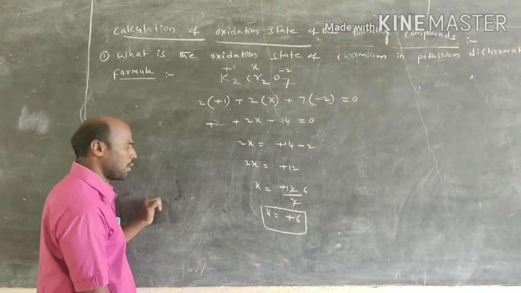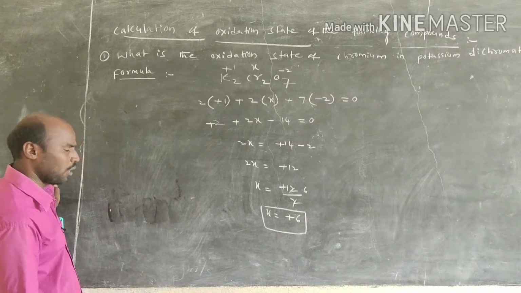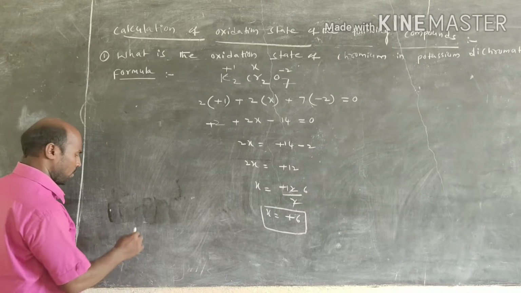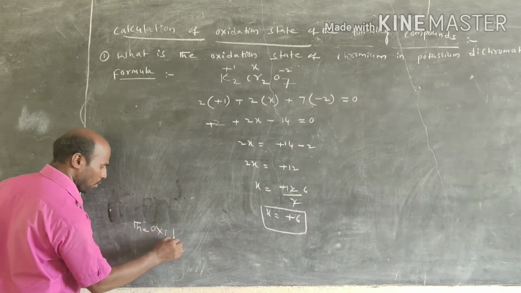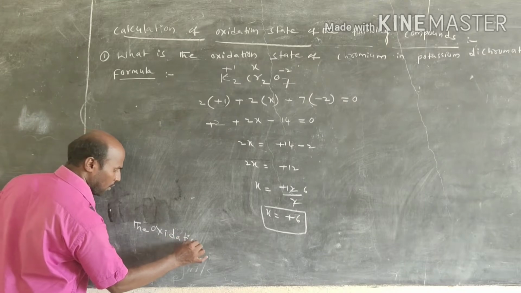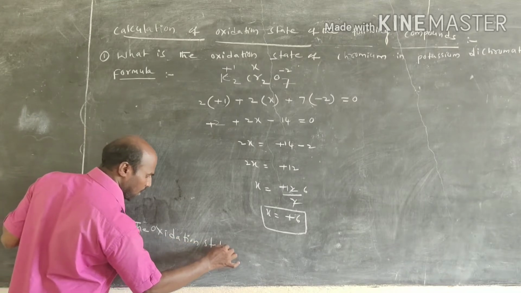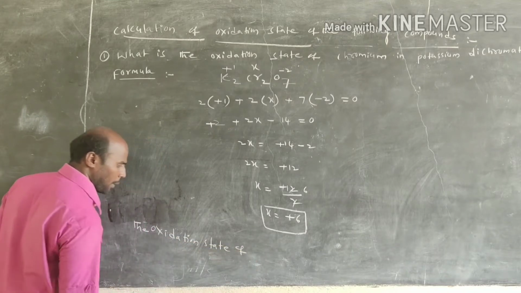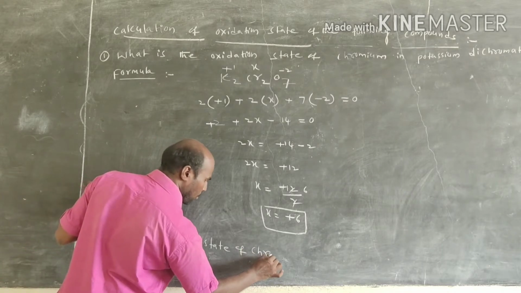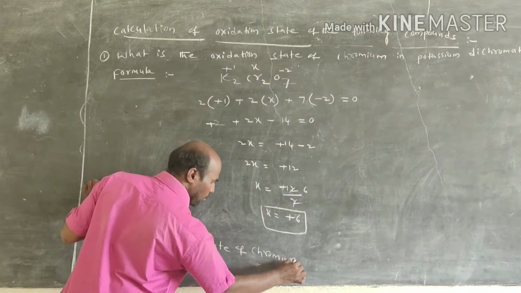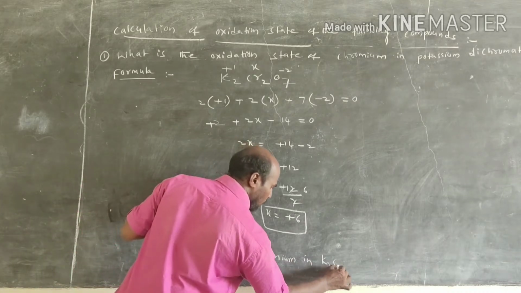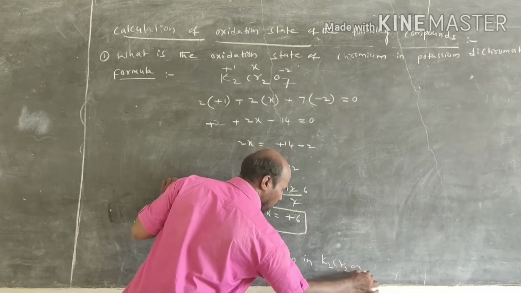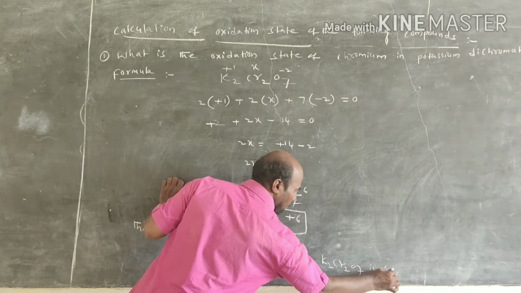What is the oxidation state of chromium in potassium dichromate? +6. So the oxidation state of chromium in K2Cr2O7 is +6.